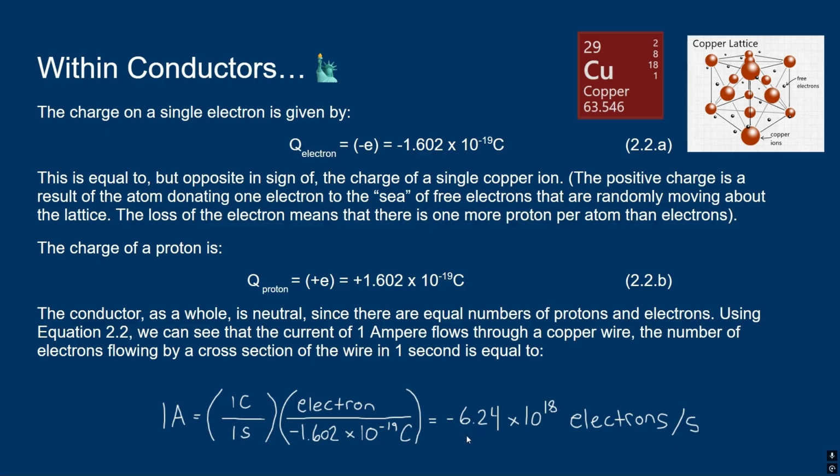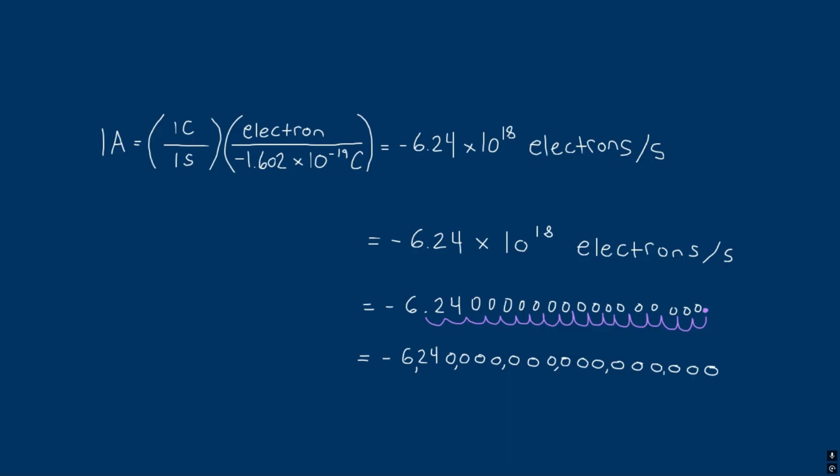We could say that that's negative 6.24 times 10 raised to the 18th power electrons per second. Just for funsies, I wanted to see what that actually looks like, if I didn't want it in scientific notation and just wanted to see what the actual figure looks like. Well, this is what the actual figure looks like.